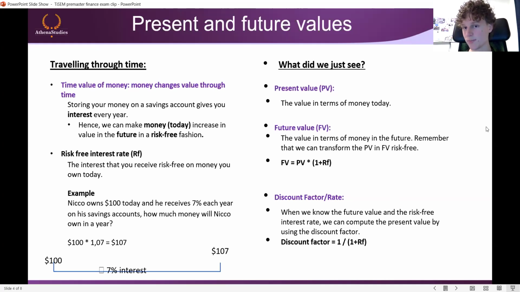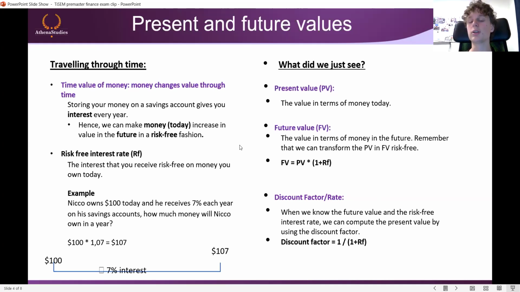Now, the way to do that, of course, you've already seen it in our little example right here, is to get our future value, we take our present value times 1 plus the risk-free interest rate that the banks offer, and that gets us our future value. In this case, an example, that's of course 1 plus 0.07, which gives us the 1.07 that we use in the example. And we can also always turn the future value into the present value.